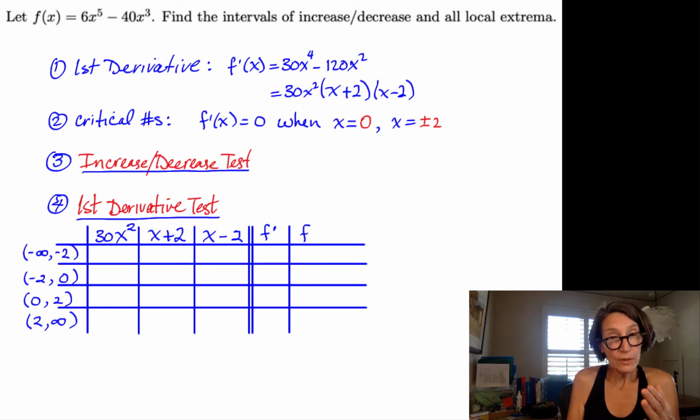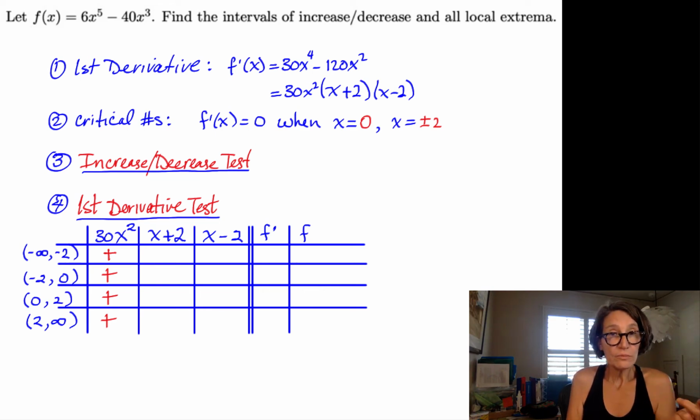All right, so now we're going to fill in the first three columns with pluses and minuses. Under 30x squared, notice that it doesn't matter what I plug in for x, that's always going to be a positive number because you're squaring x and multiplying it by a positive 30. So I'm just going to put pluses in that entire column. Let's look at the factor x plus 2 on the interval from negative infinity to negative 2.